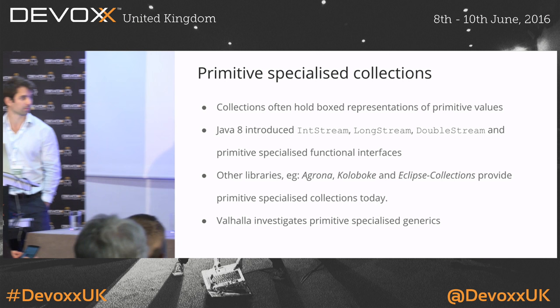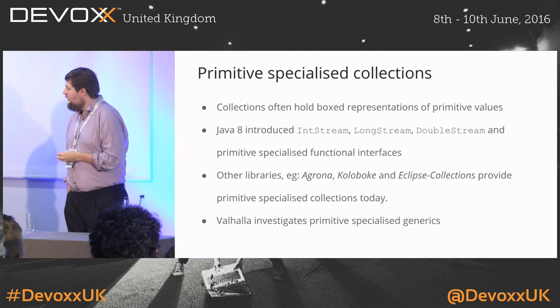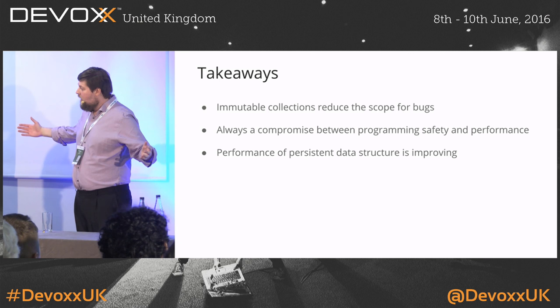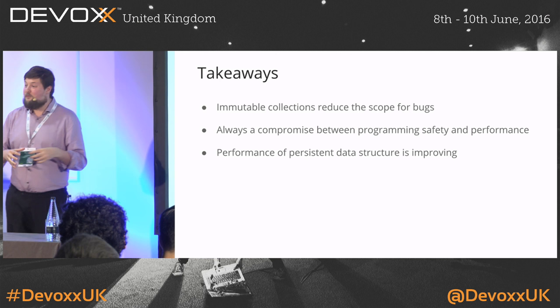And hopefully, when Java version 10 comes out, you'll have the ability to have primitive specialized generics. So an array list of int genuinely backed by an int array, and get a lot of the wins without having to do all this code generation. So, as we said, immutability reduces the scope for bugs, but there's always this kind of trade-off between performance and correctness for some of these APIs. But there's also a lot of research work being done on improving the performance, and for a lot of people, it works out pretty well.